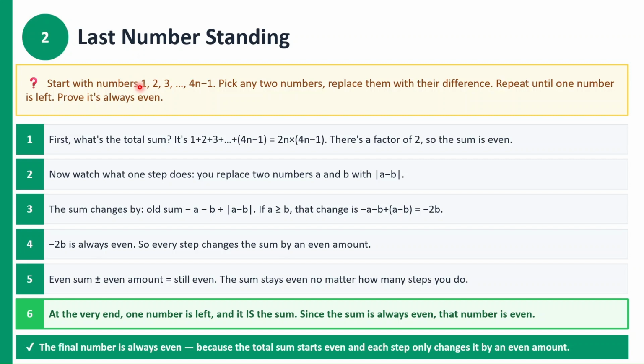Just do one thing. Take an example. 2 minus 1, that's 1. 2 plus 1 is 3. So 3 minus 1 is 2. So it's reduced by an even number. So the sum is still always even with one number left. That's why the answer is always even.